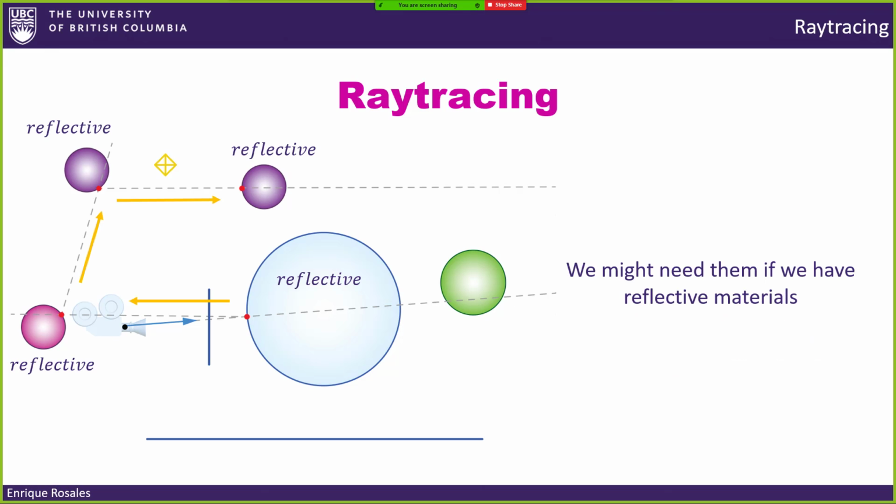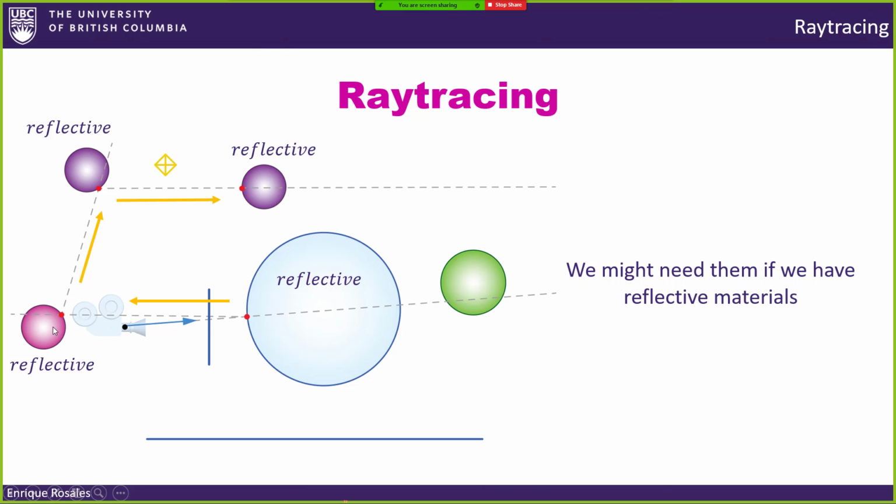Because in ray tracing, we can have reflective materials. So if every material here is reflective, we have the camera here, we throw a ray, we hit this point right here, and because this guy is reflective, it needs to send a secondary ray that is coming in this direction, and now it needs to get into this guy here. This guy is behind the camera.